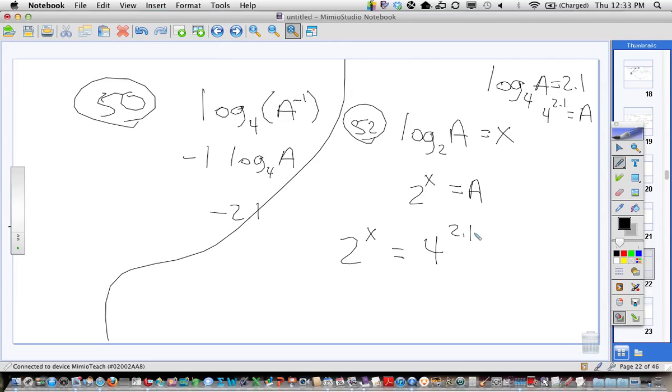Now I can't really compare those because they're different bases. How can I get them to be the same base? Let's turn 4 into 2 squared. So we have that. And what do you do when you have a power and a power? You multiply it. So this becomes 2 to the x equals 2 to the 4.2. Okay, so x has got to equal 4.2. So this thing up here has got to be 4.2. Okay? So that's how we could look at that one.